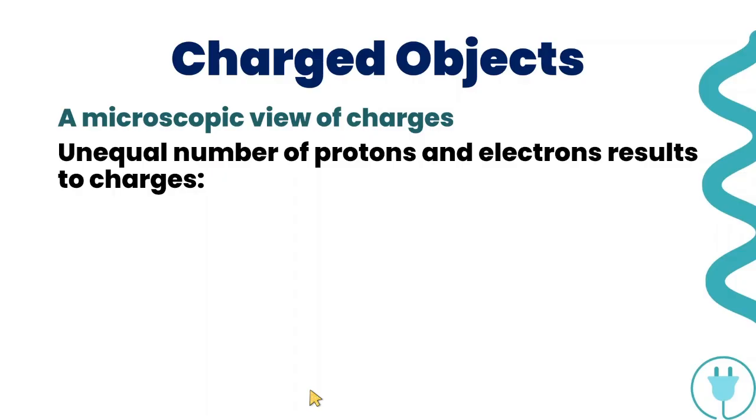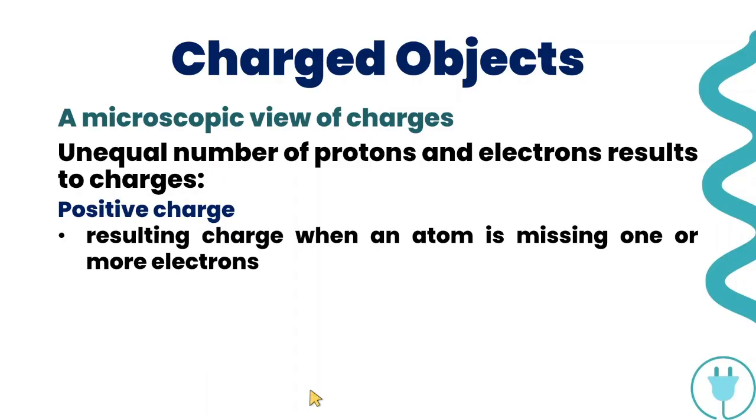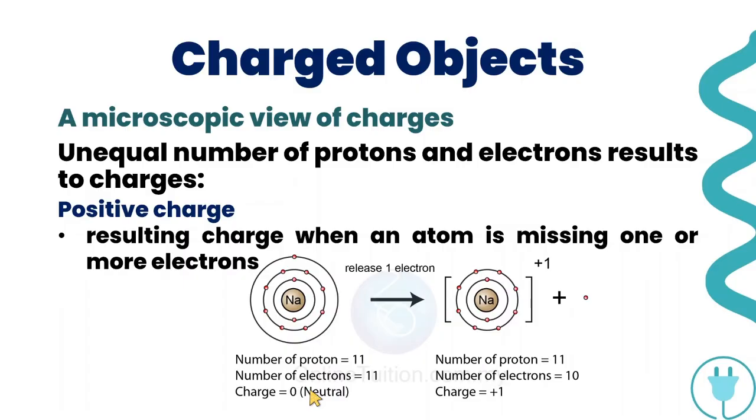An unequal number of protons and electrons again will result in charges. Positive charge is the resulting charge when an atom is missing one or more electrons. You can see here when a sodium atom releases one electron, there will be an imbalanced number of protons and electrons. There is a net charge of positive 1, and that's why a sodium atom becomes a sodium ion.